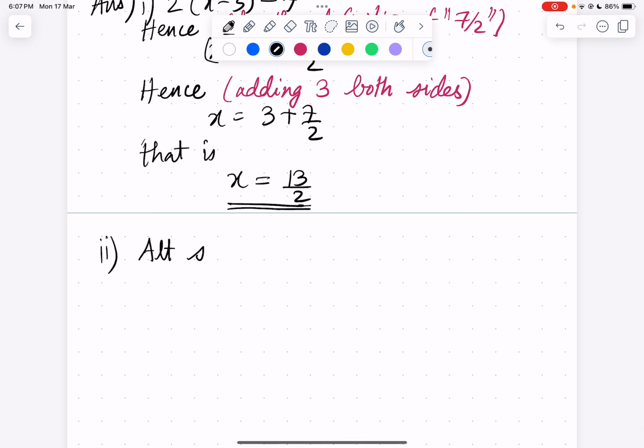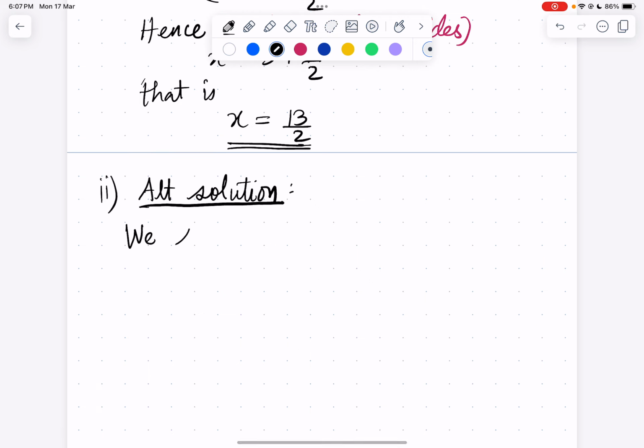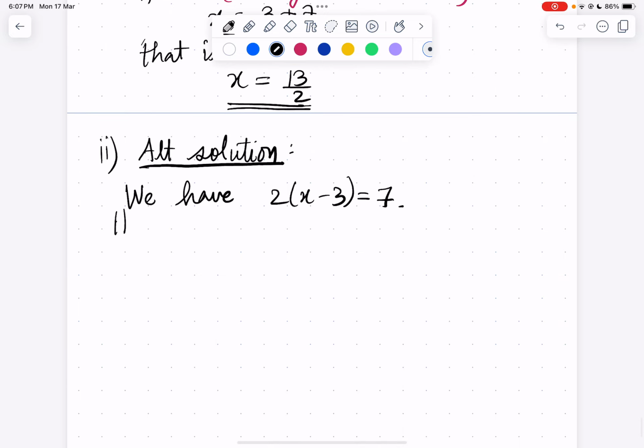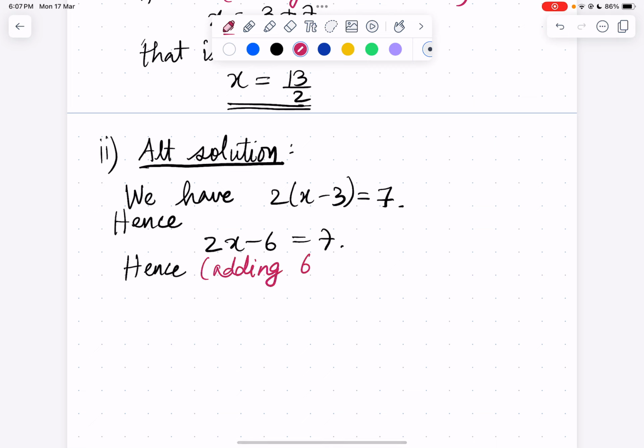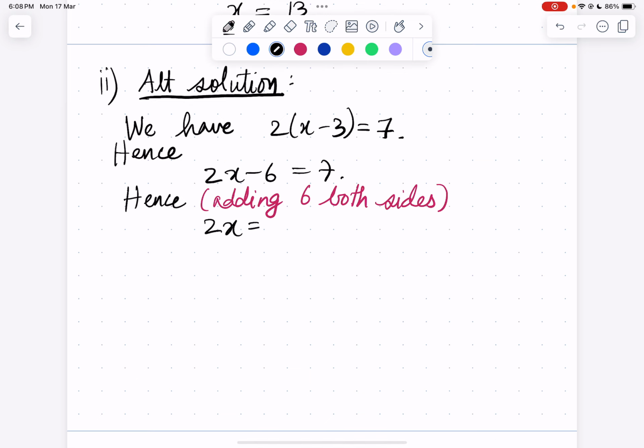Another solution for this simple problem is, so we have 2 times (x minus 3) equals 7, right? Hence 2x minus 6 equals 7. Hence, so adding 6 both sides, we have 2 times x equals 13.